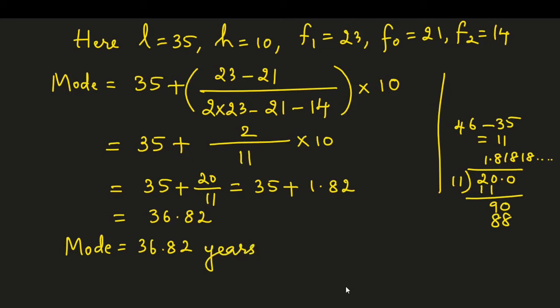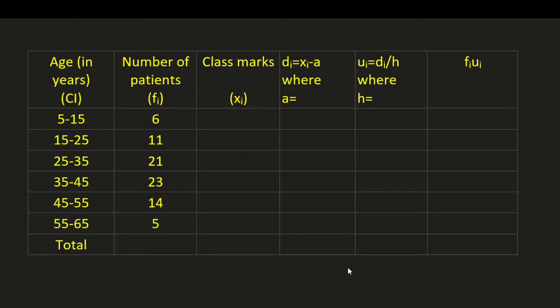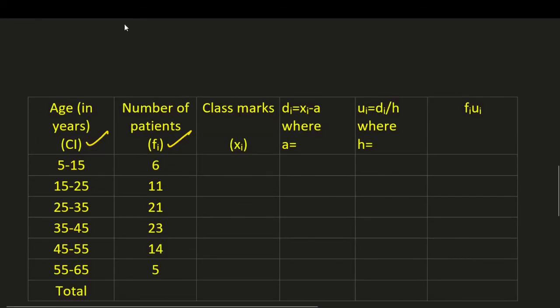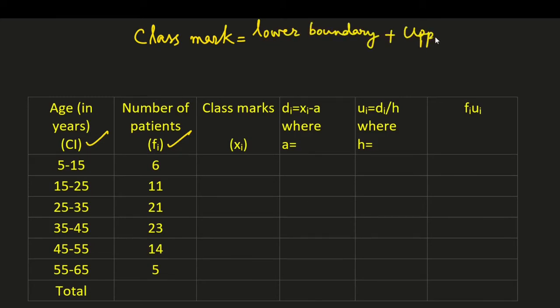Now let us find the mean of the grouped data given. I have written age in years and number of patients as vertical columns here. This is the class interval and this is the frequency. To find the mean of grouped data, we have to find class marks. What is a class mark? How do we find the class mark? Class mark is equal to lower boundary plus upper boundary by 2.